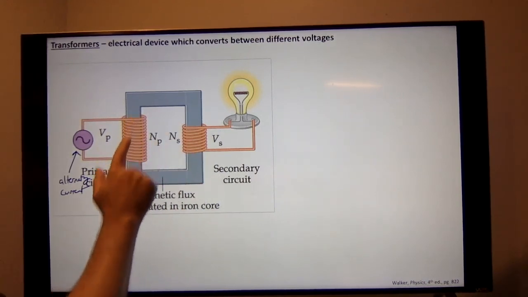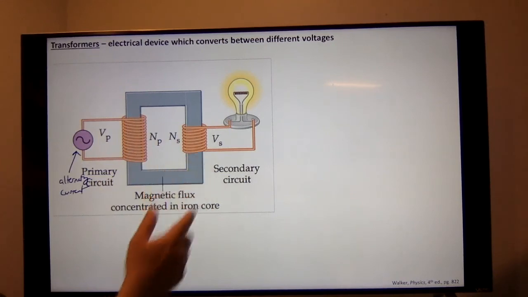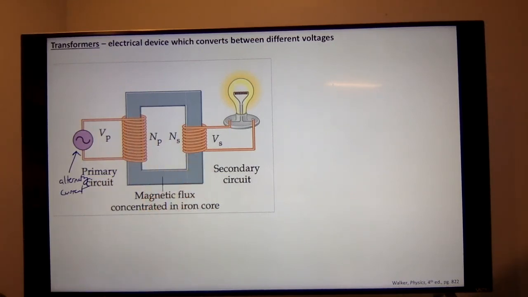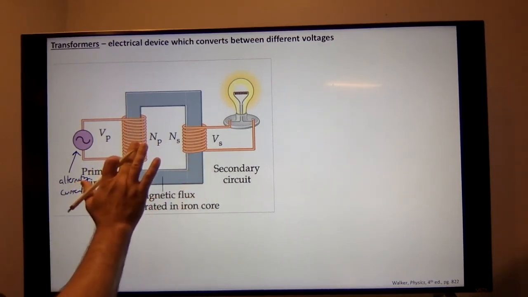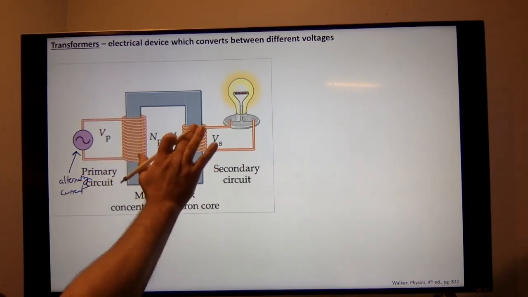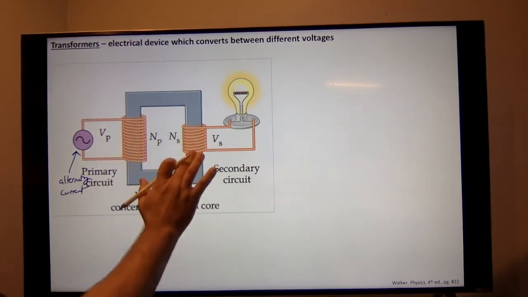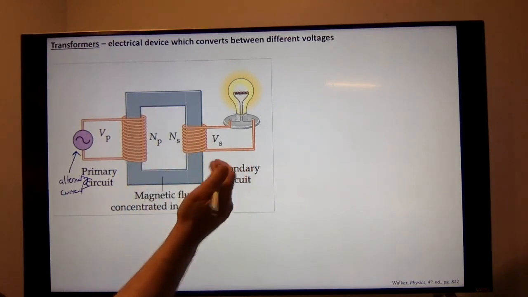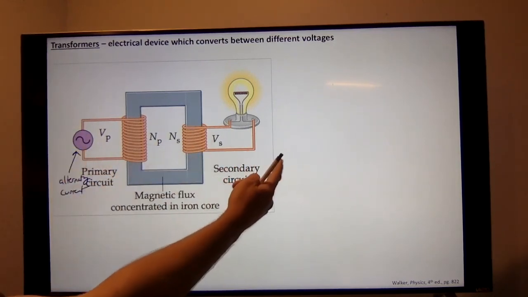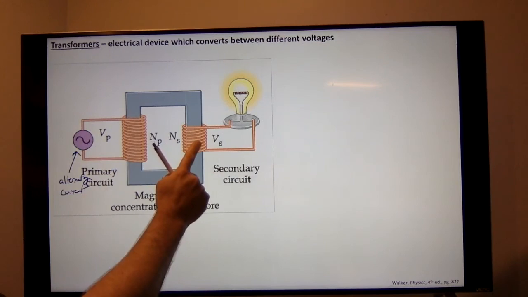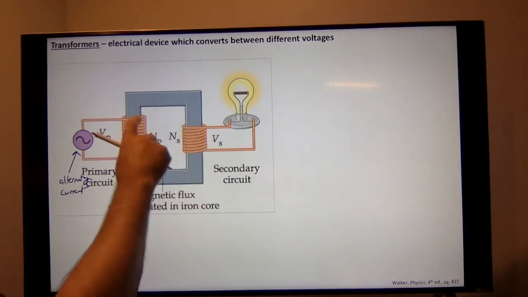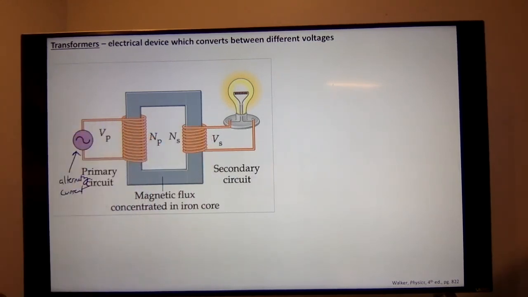But the fact that I have a different number of loops means that in my N, the N in the equation, whatever voltage I have here, we're going to have a lower voltage over here because there's a different number of loops. And this works the other way as well. I could put my alternating current into this one and make whatever voltage I have here be higher over here because there's more loops.